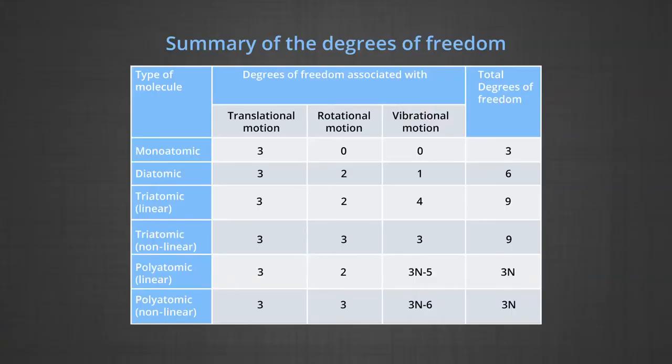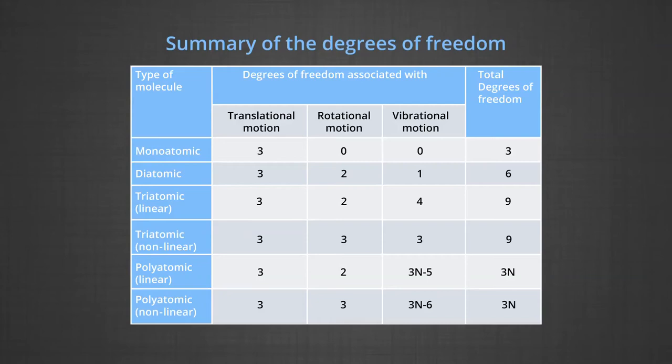Now we have the summary of the degree of freedom. If I consider the monoatomic molecule, then the monoatomic molecule has only 3 translational degrees of freedom. It does not have a rotational motion nor vibrational motion. So in total, it has 3 degrees of freedom. Similarly, in the case of diatomic molecule, it has 3 translational degrees of freedom, 2 rotational degrees of freedom, and 1 vibrational degree of freedom, which totals up to 6 degrees of freedom.